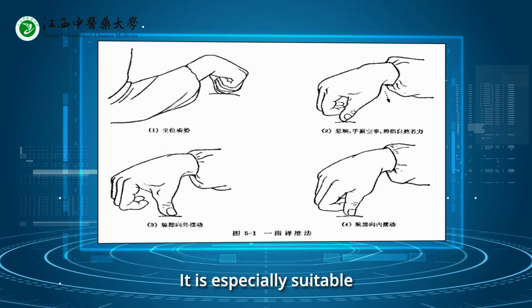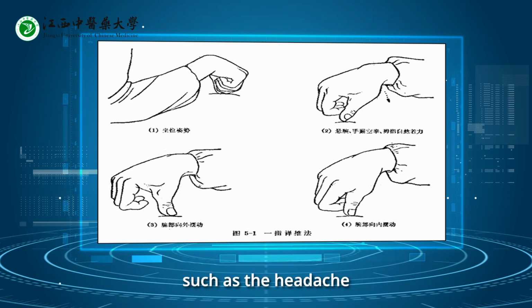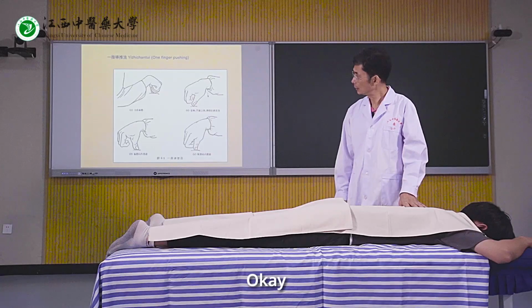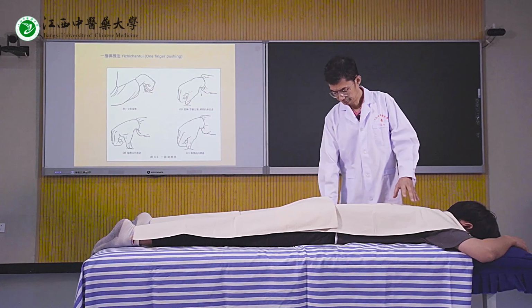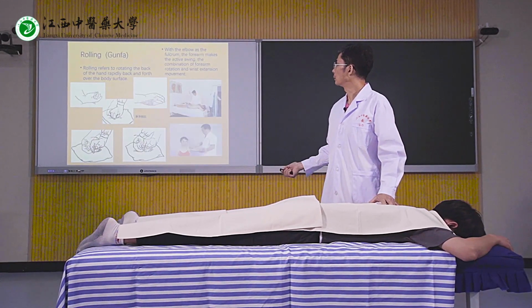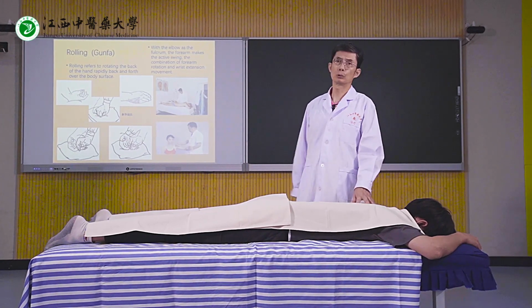It is especially suitable for treating internal, gynecological, and pediatric diseases, such as headache, insomnia, facial paralysis, diarrhea, constipation, and irregular menstruation. Okay, take a look at the second manipulation of swing. 滚法, rolling. So how to do 滚法?